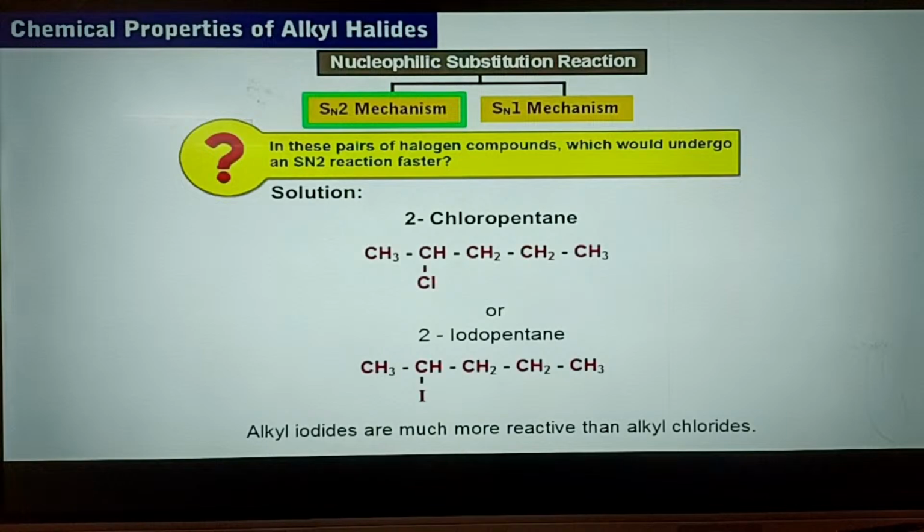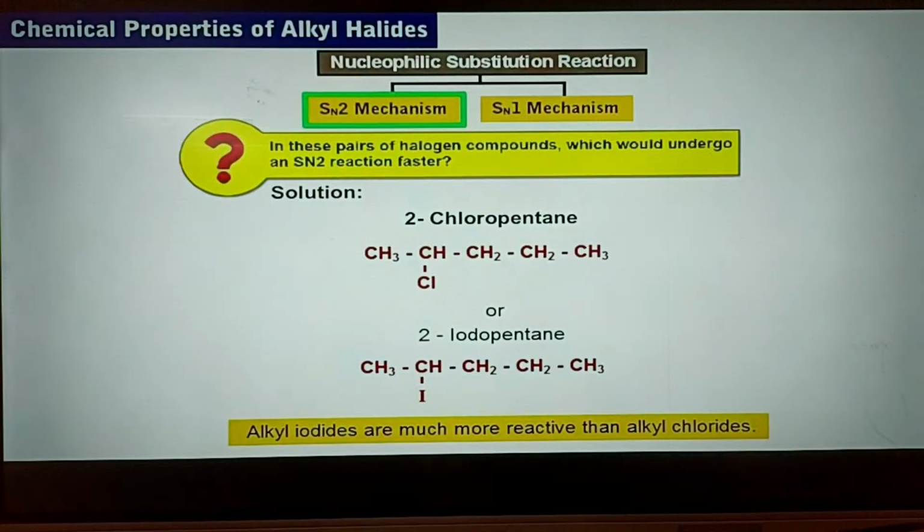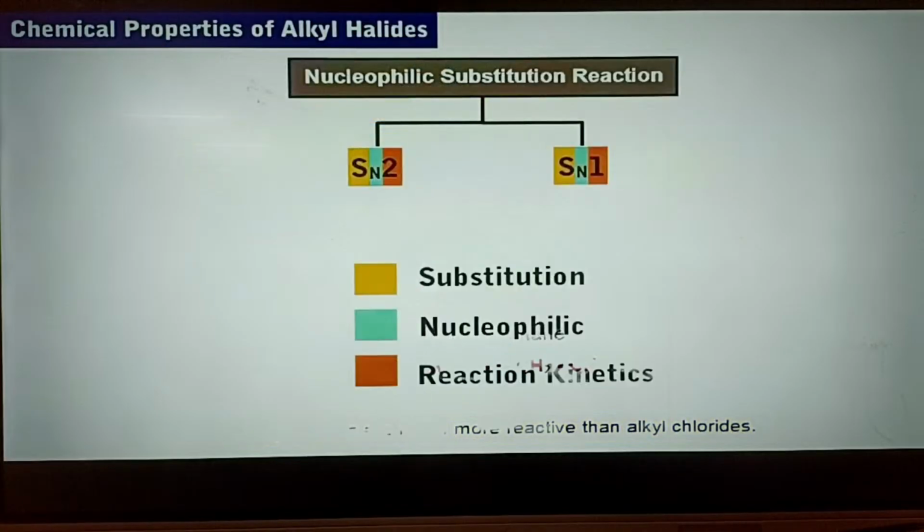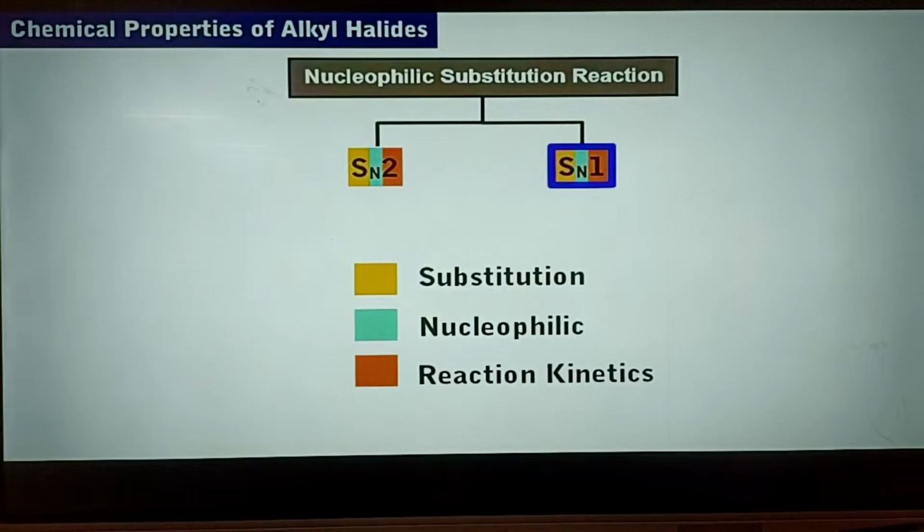For the second pair, both structures are secondary haloalkanes. However, iodine has a weaker bond to carbon than chlorine. Alkyl iodides are much more reactive than alkyl chlorides. Now, it's time to turn our attention to the other mechanism called the SN1 reaction mechanism.